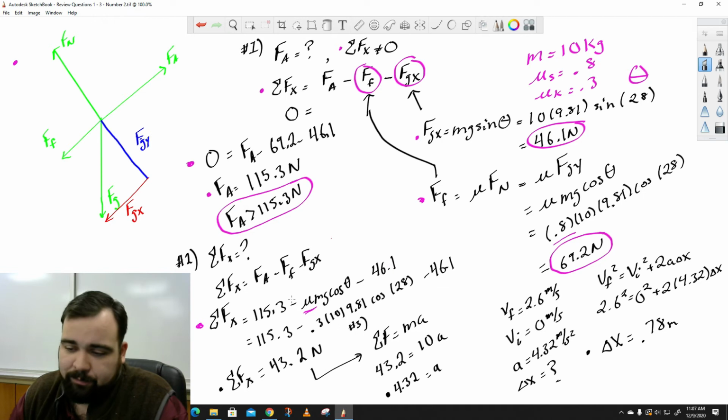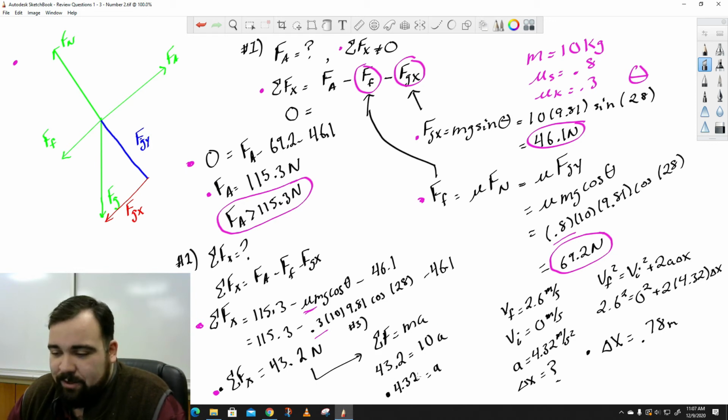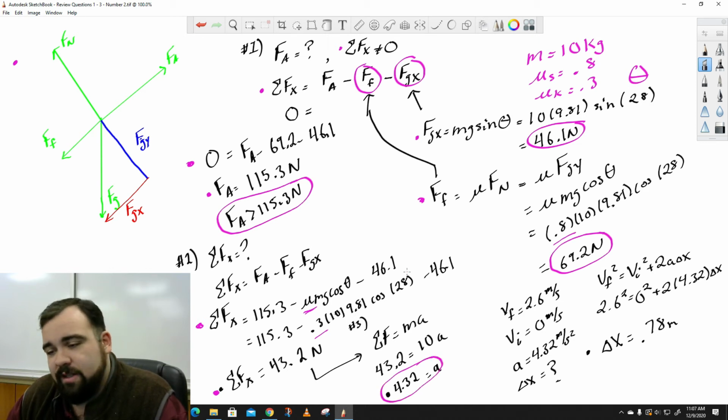That value doesn't change. So we come down here and plug in our 115.3. We plug in the mu kinetic of 0.3 because now this thing is sliding. We don't use static mu anymore. And our 46.1. We get a total net force in the x direction of 43.2 newtons. With this net force, we can then figure out our acceleration. So F net x, we plug into F equals ma: 43.2 equals 10a. We get an acceleration of 4.32 meters per second squared. So that's how quickly this thing accelerates up the surface of the ramp.